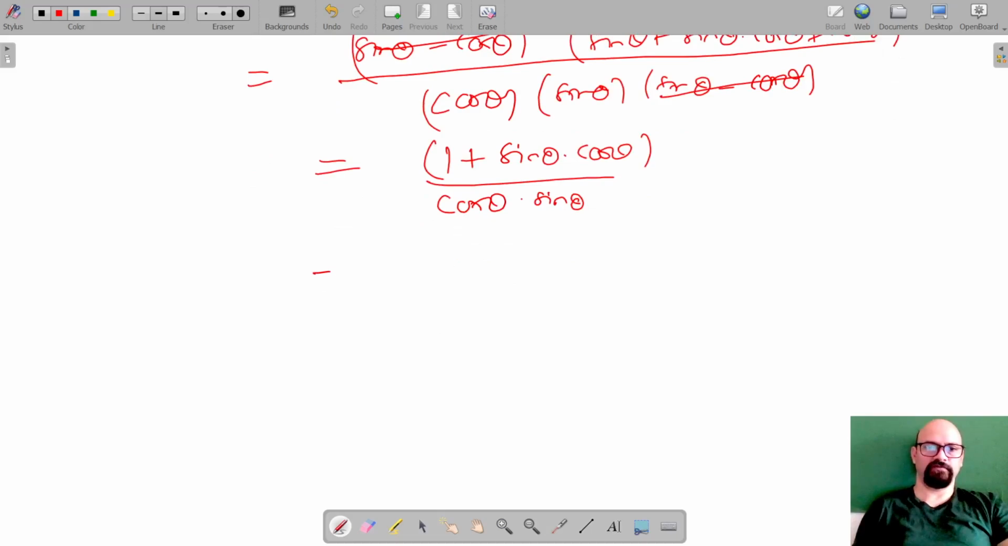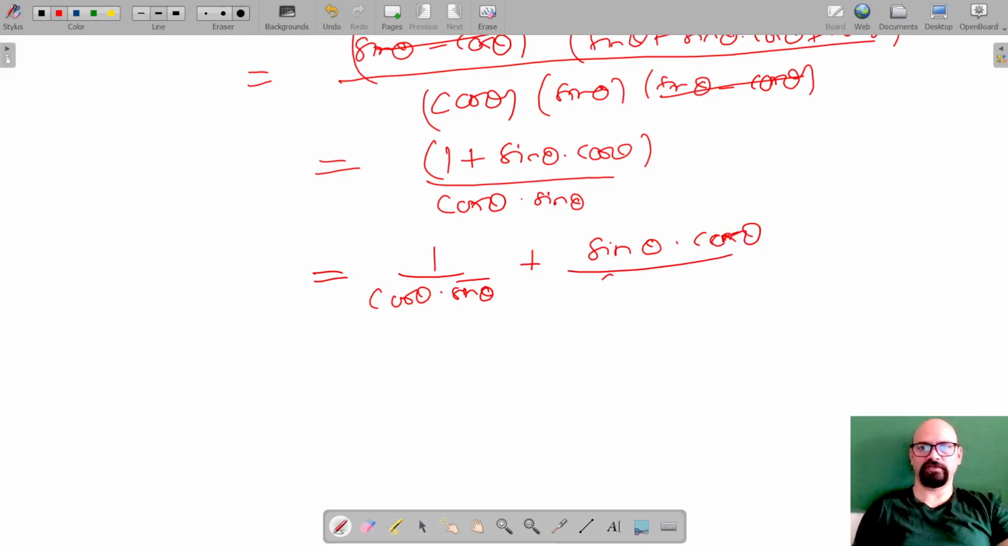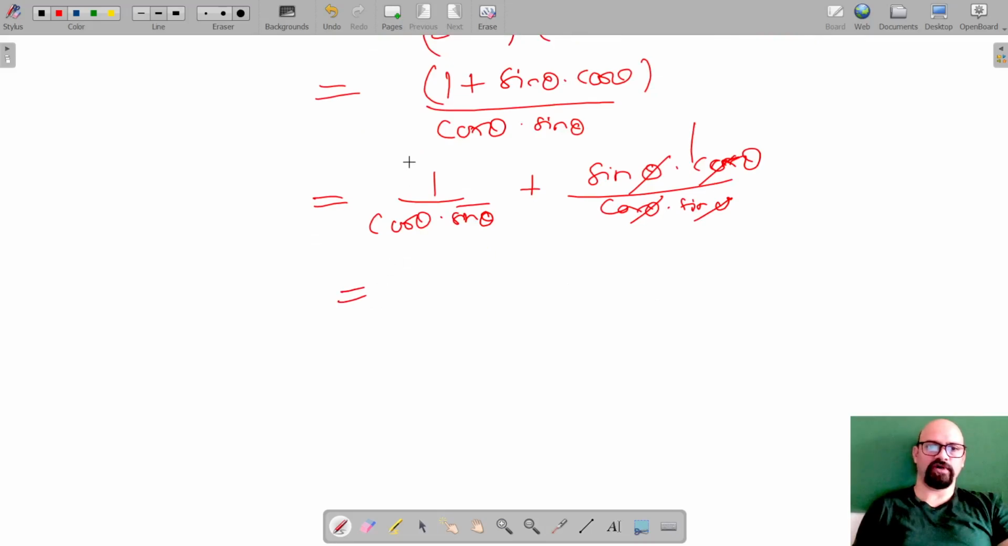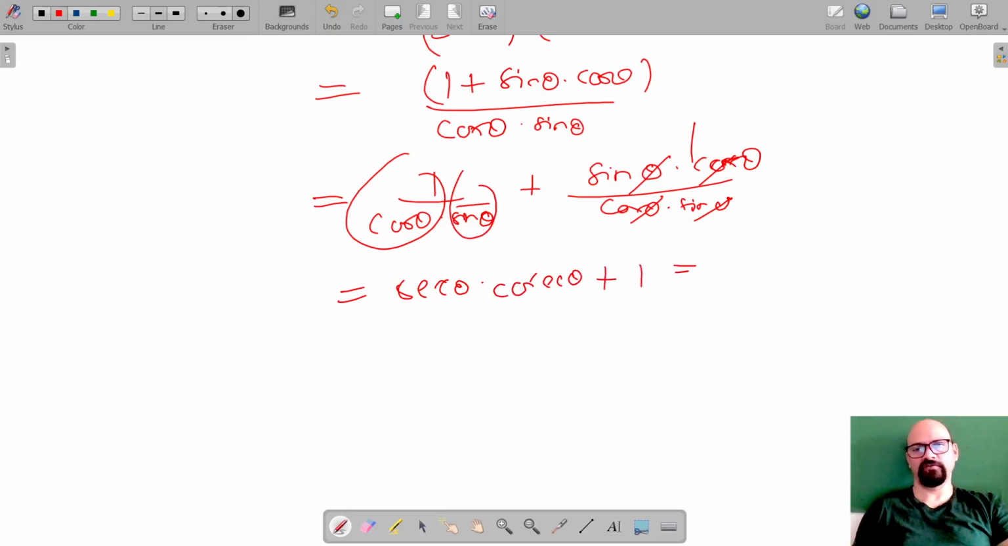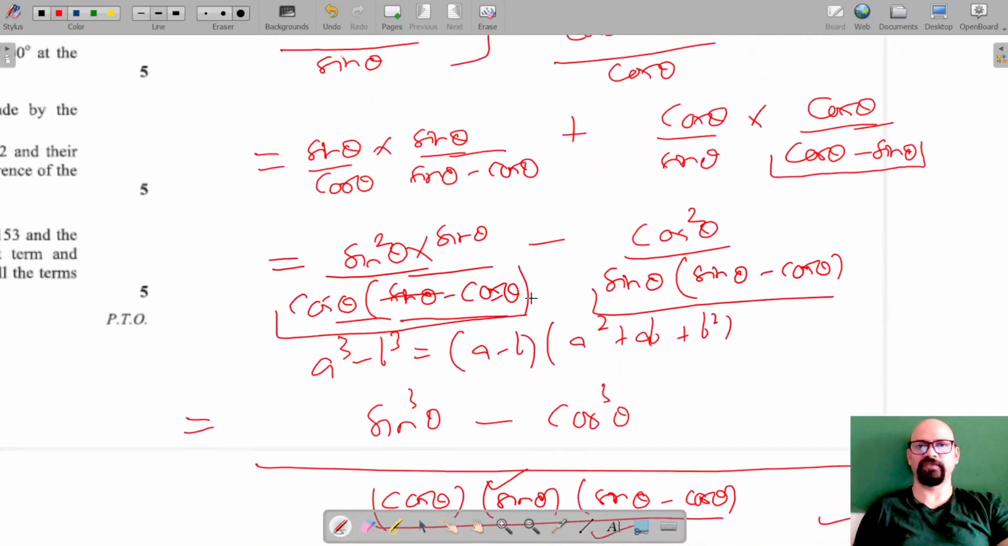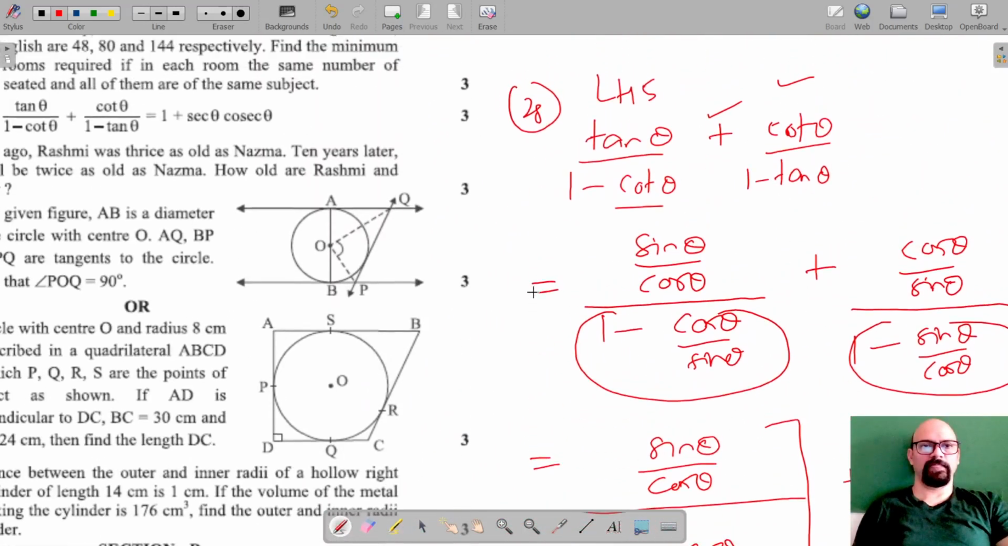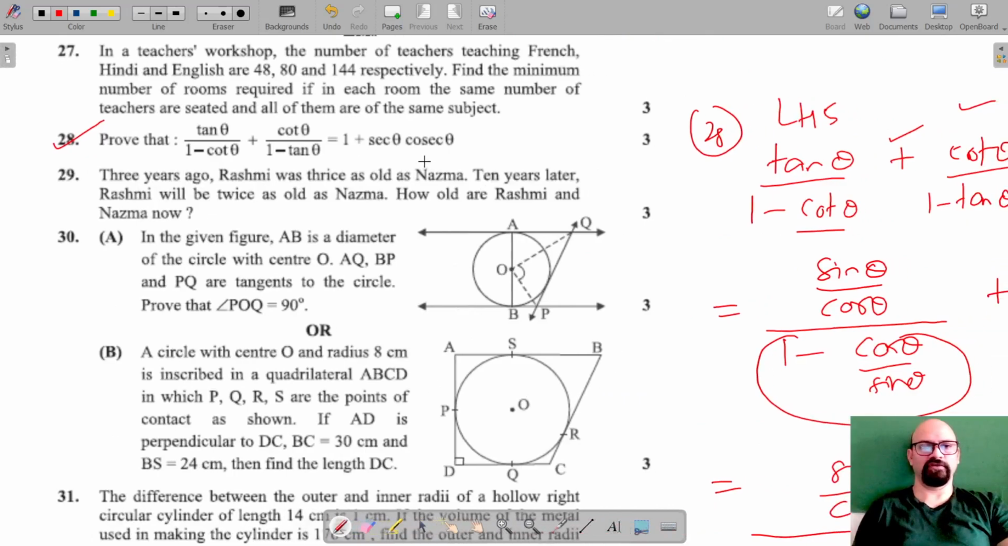And if we try to separate these fractions with the denominators, it's 1 upon cos theta into sine theta plus sine theta into cos theta upon cos theta into sine theta, this is 1, and 1 by cos is secant theta, and 1 by sine is cosecant theta plus this is 1, so this is equal to RHS. So hence we have proved that this identity LHS is equal to secant theta plus cosecant theta plus 1, which is equal to RHS.